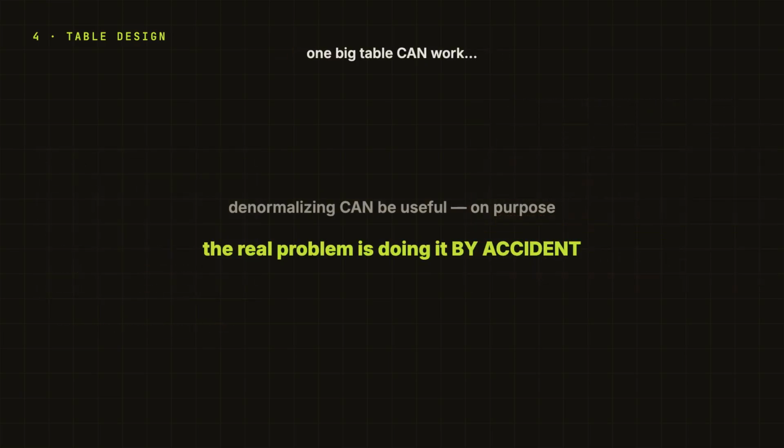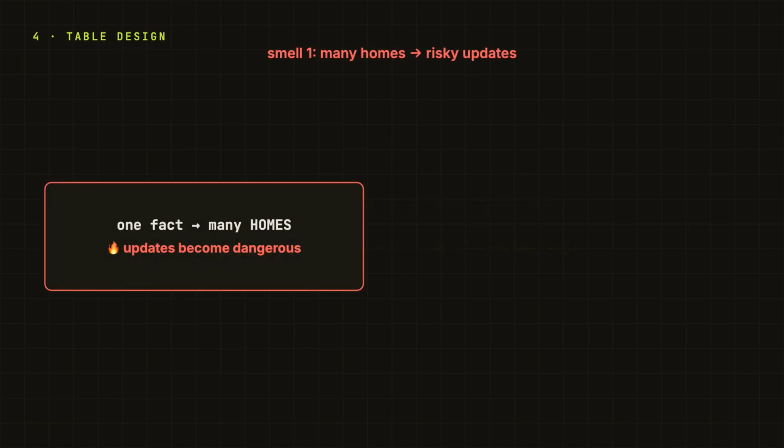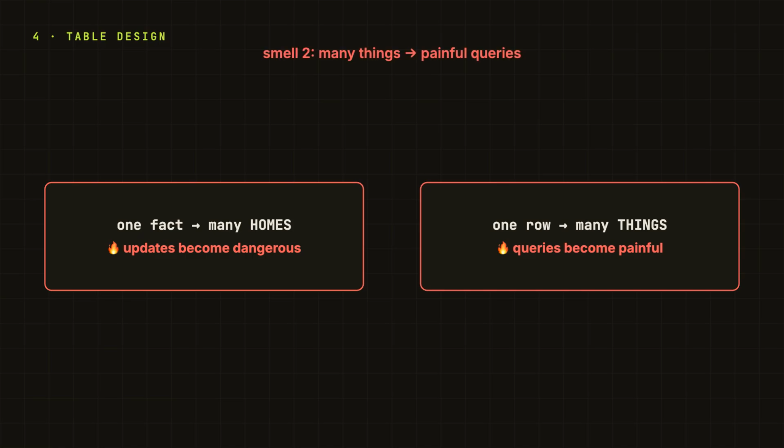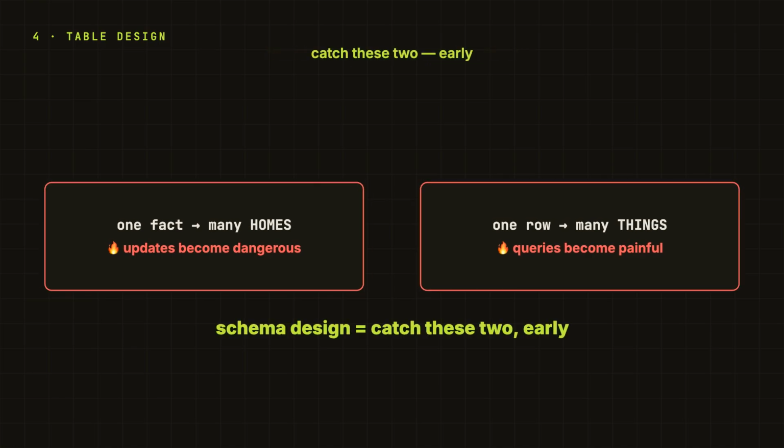The issue is not that one big table can never work. Sometimes denormalizing is useful. We will talk about that later. The issue is doing it by accident. If a fact has many homes, updates become dangerous. If a row secretly contains many things, queries become painful. Schema design is mostly catching these two problems early.